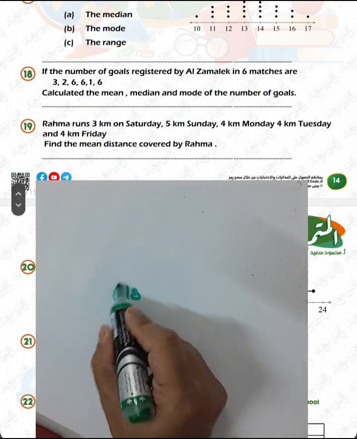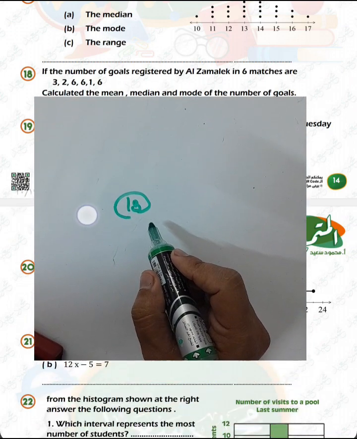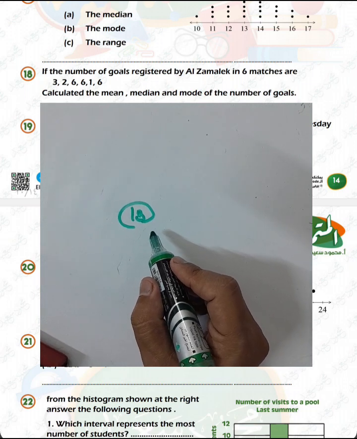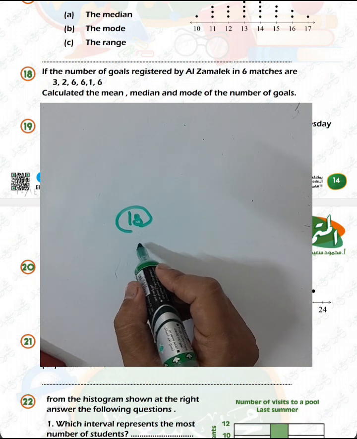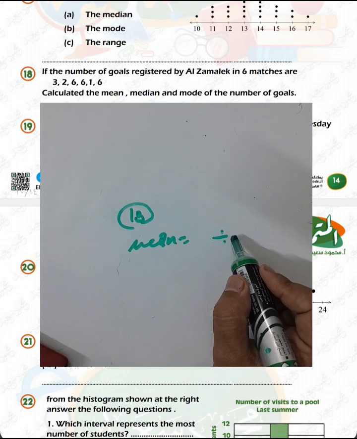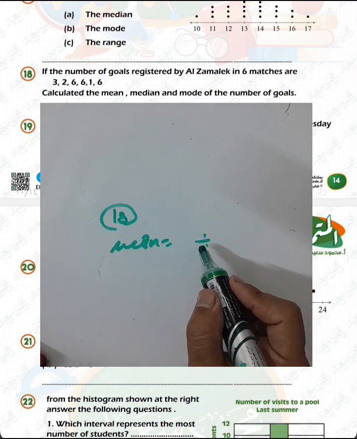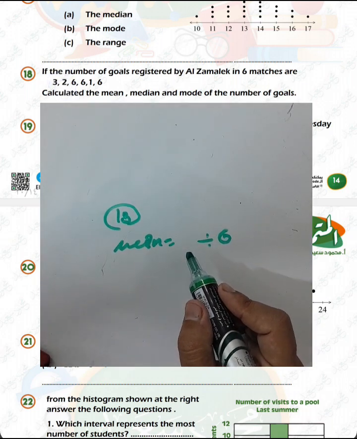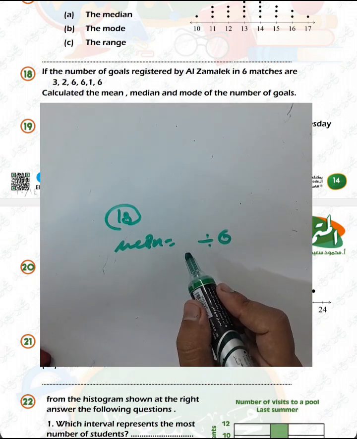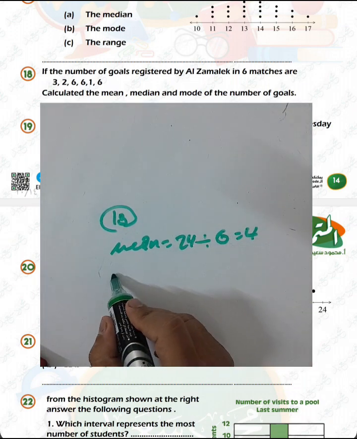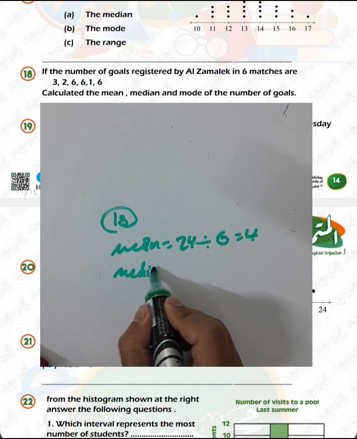18. If the numbers of goals scored by Malik in 6 matches are 3, 2, 6, 6, 1, 6, find the mean, the median, and the mode of the numbers. We can find the mean: the sum of all numbers divided by the number of them. We have 6 numbers: 3 plus 2 is 5, 5 plus 6 is 11, plus 6 is 17, plus 1 is 18, 18 plus 6 is 24. 24 divided by 6 will be 4. It's the mean.